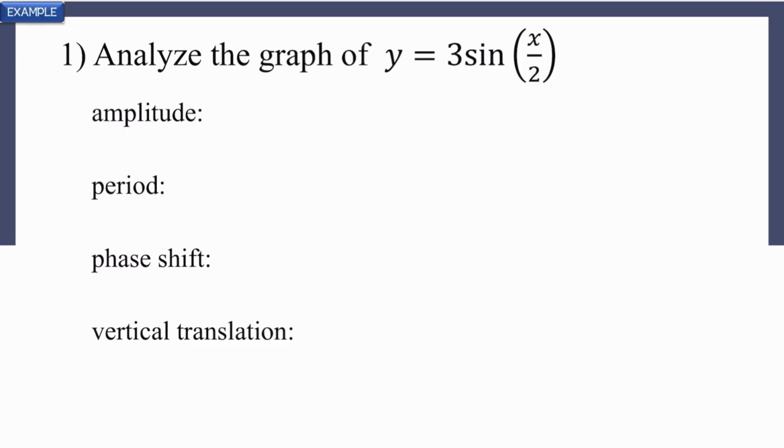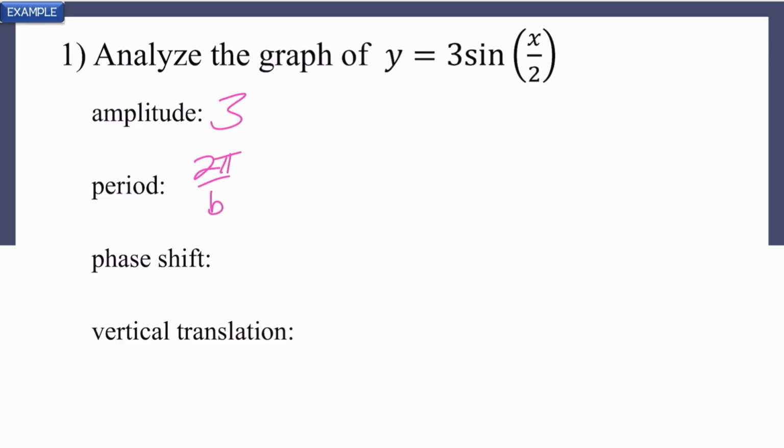So for number 1, we're going to analyze the graph. We're going to write down the amplitude, period, phase shift, and vertical translation when we're given the equation. So the amplitude is just going to be 3. It's whatever number is in front of the trig function. And then the period, remember, we're going to do 2 pi divided by b.